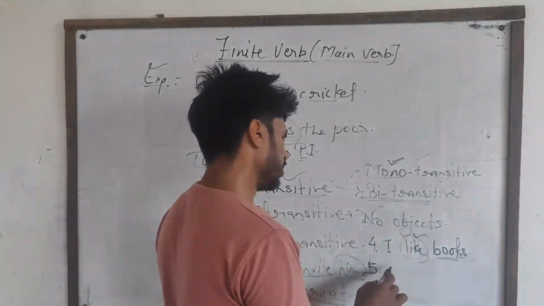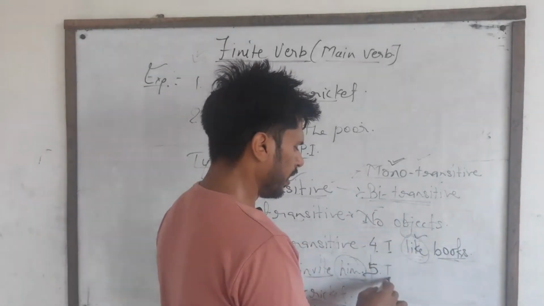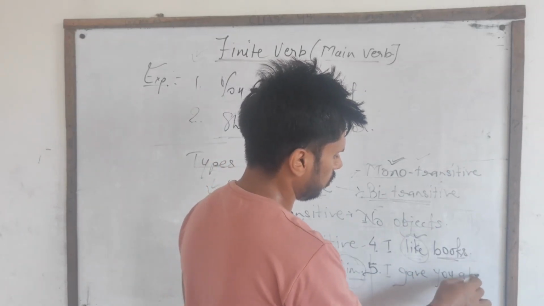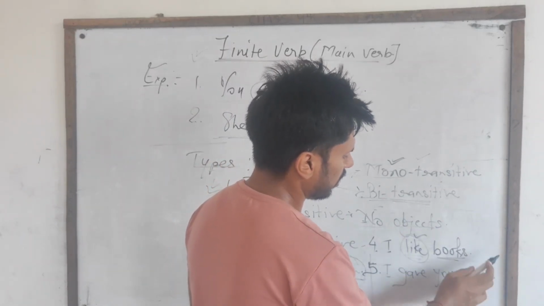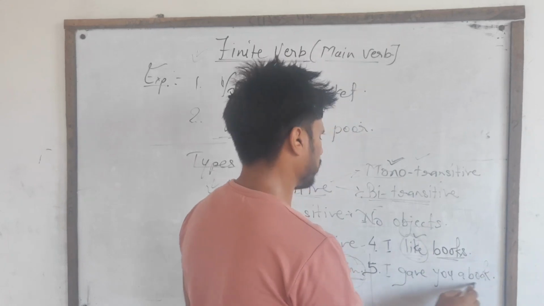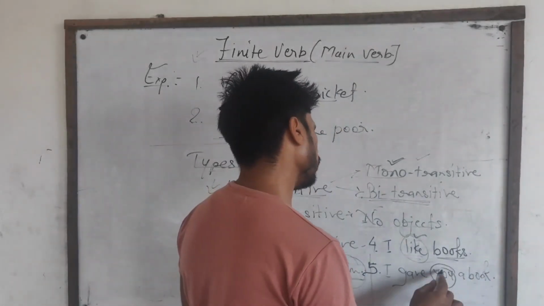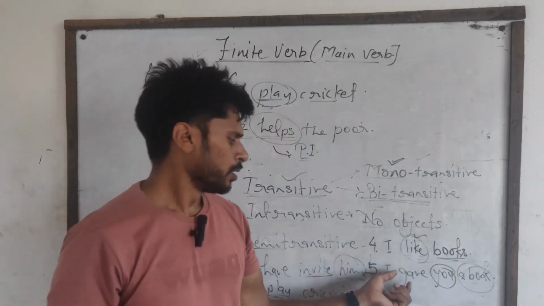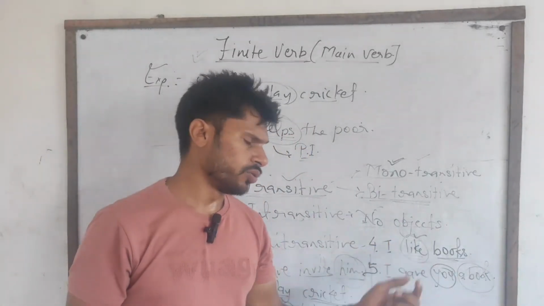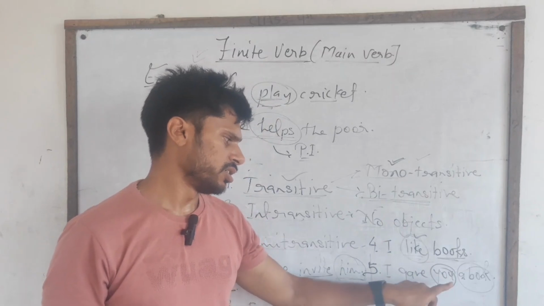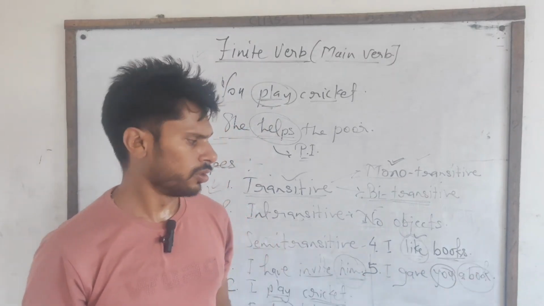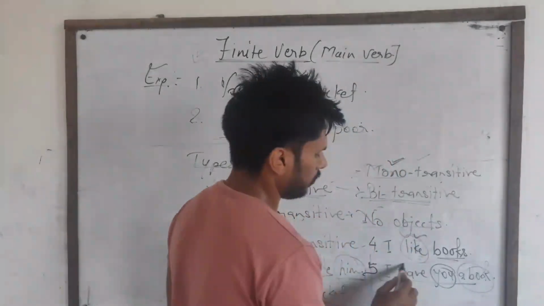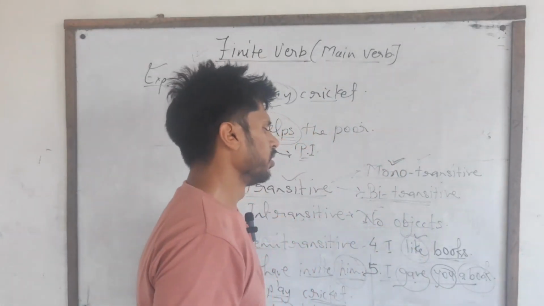Let's see some more examples. I gave you a book. In this sentence, there are two objects. The first object is you and the second is the book. So with give, there are two objects used: first is you and another is a book. So this is called a bitransitive verb in this sentence.